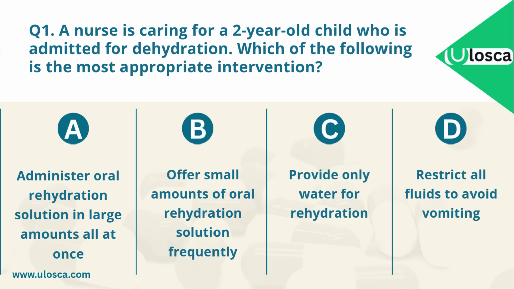A. Administer oral rehydration solution in large amounts all at once. B. Offer small amounts of oral rehydration solution frequently. C. Provide only water for rehydration. D. Restrict all fluids to avoid vomiting. Which one is the correct answer?